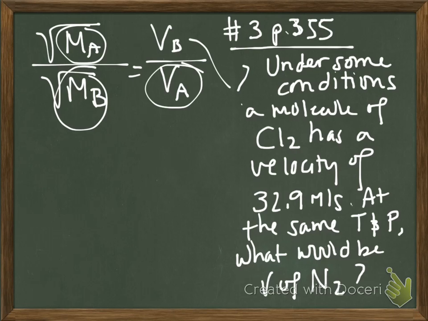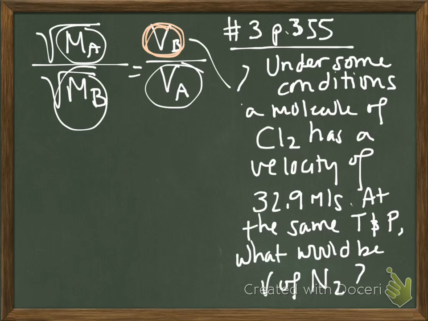Okay, so we're told that under some given conditions, it doesn't matter what, at some temperature, at some pressure, a molecule of chlorine gas, Cl2, has a velocity of 32.9 meters per second. At the same temperature and pressure, what would be the velocity of a nitrogen molecule? So we are solving for one of our velocities. Again, you get to pick which one goes where. There is no reason to have to solve for what's in the denominator. You can always assign it to be the top.